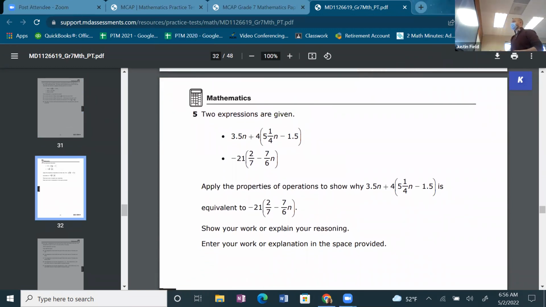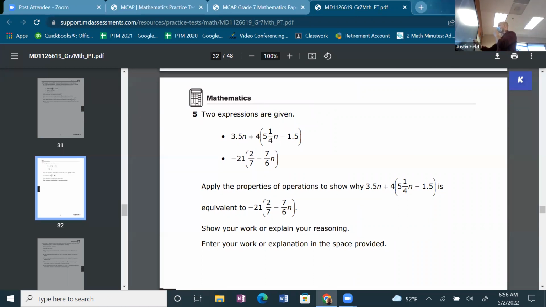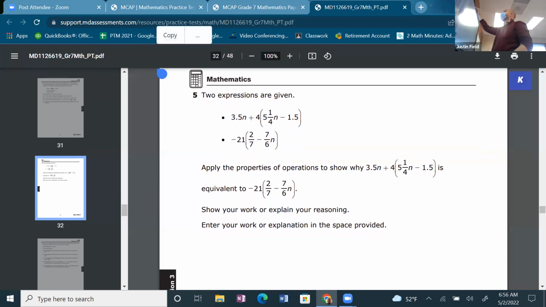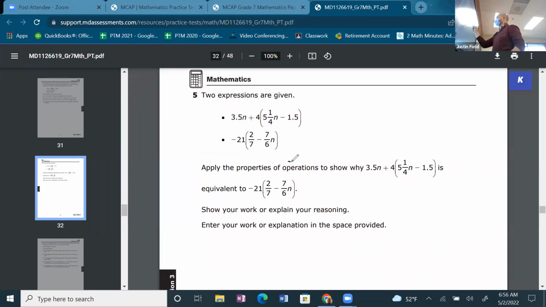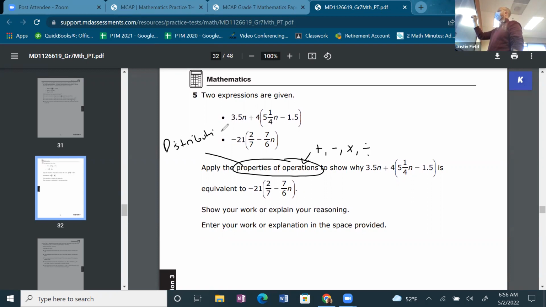The two expressions are given. Apply the properties of operations. So you may see properties of operations and think, what in the world is properties of operations? Remember that operations are add, subtract, multiply, and divide. And the properties, what are the properties? We have the distributive, commutative, and associative. You remember these properties?